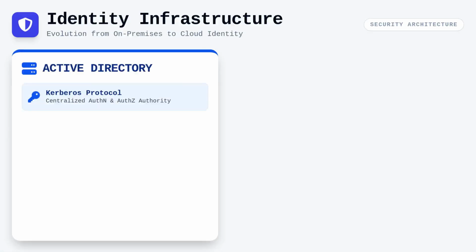Active Directory has served as the backbone of corporate infrastructure for decades, acting as the centralized authority for authentication and authorization through protocols like Kerberos. From a security perspective, understanding the life cycle of a Kerberos ticket is paramount because improper handling of the key distribution center service account can lead to catastrophic compromises.